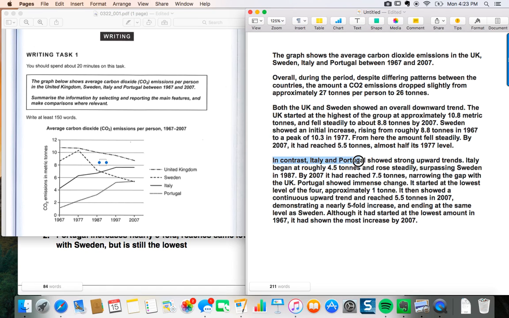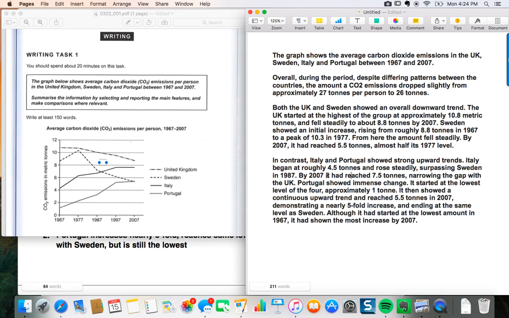Then, in contrast, Italy and Portugal showed strong upward trends. Comparing that, so now between our two paragraphs, we have overall downward. However, or in contrast, Italy goes up. Italy began at roughly 4.5 tons and rose steadily, comma, surpassing Sweden, or you could write overtaking Sweden in 1987. By 2007, it had reached 7.5 tons.